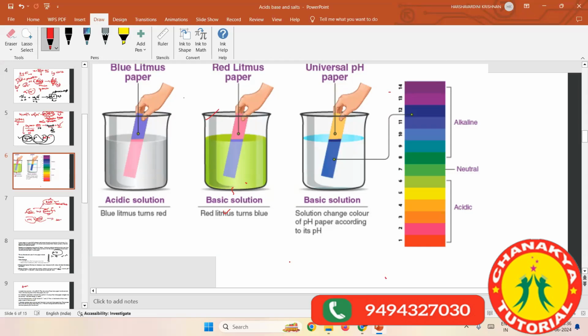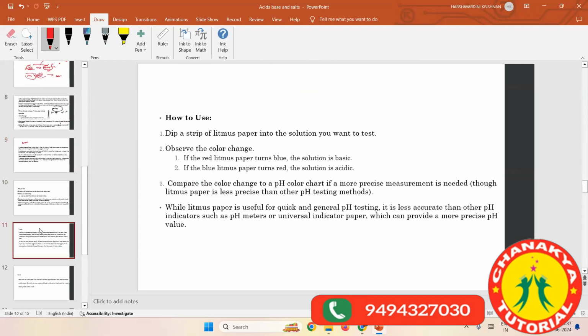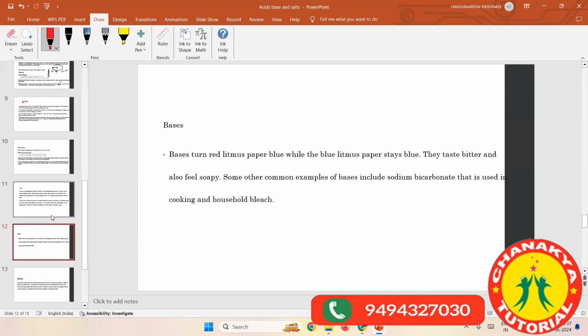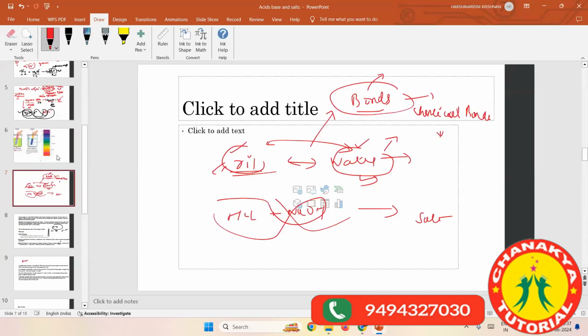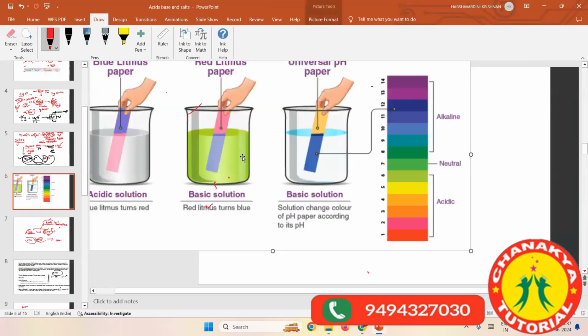Then it is not an acid. That means every acid has a hydrogen ion. Obviously, yes. What is the definition of an acid? Number of hydrogen ion concentration. See, acidity is a characteristic property of acids. So what is an acid? They have high H plus. No, they have hydrogen ions. Only then can they be acid, or else they cannot be acid.